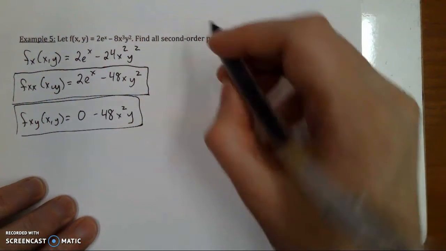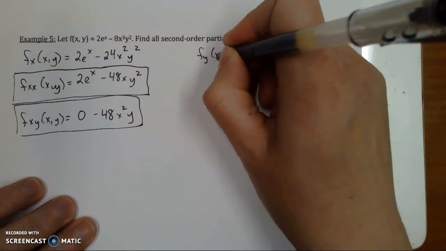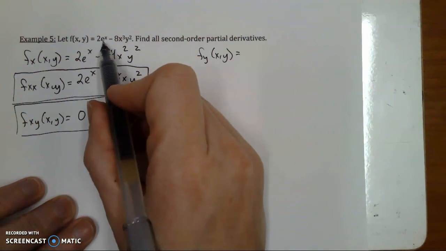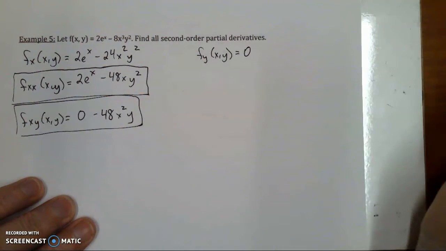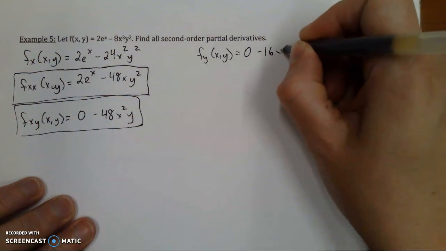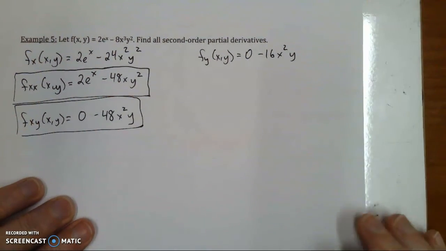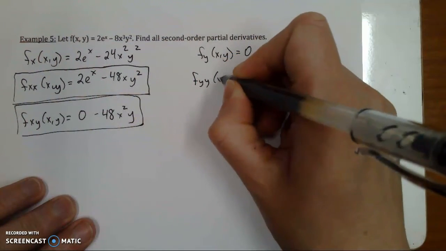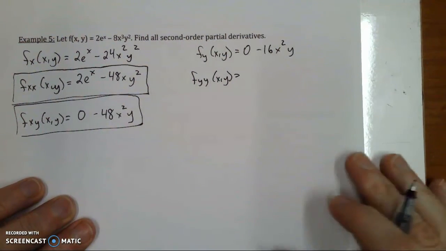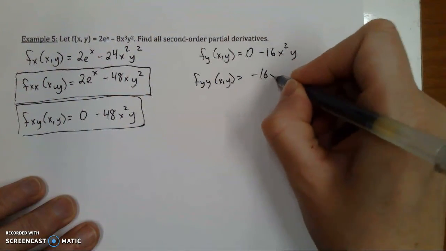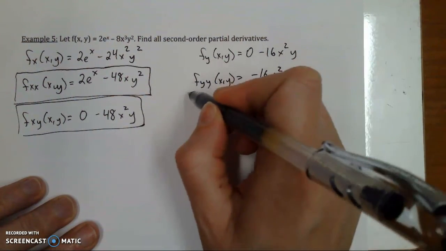All right, I'm halfway done. Now let's find f comma y, the partial at y. Now again, that first term, there's no y in there, so that's just going to disappear immediately. And then I will get negative 16 x squared y. All right, so now let's take another partial derivative with respect to y, so fyy. So here I will get negative 16x squared.